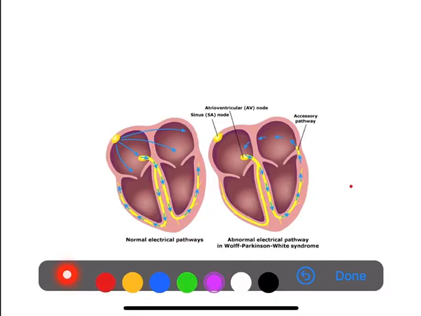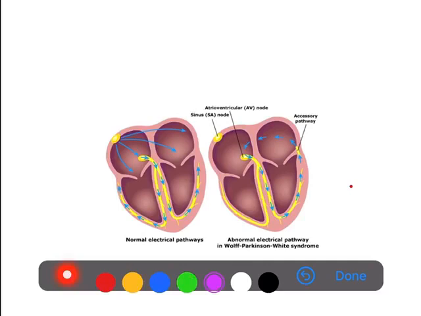So the impulses which are generated from the SA node reach the AV node. From the AV node, these impulses will be transmitted to the bundle of His. From the bundle of His, they reach each ventricle through the right and left bundle branches. Okay, this is how a normal ventricle is depolarized or a normal QRS is formed.